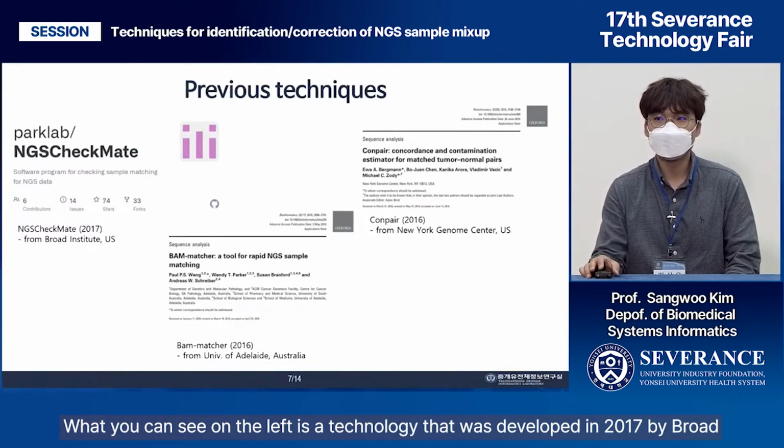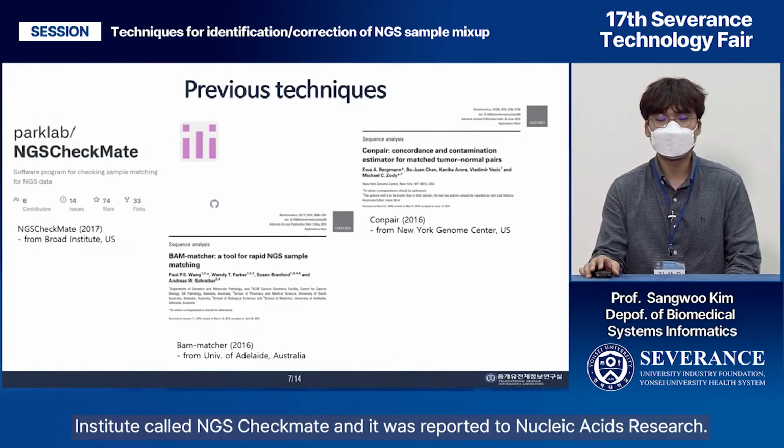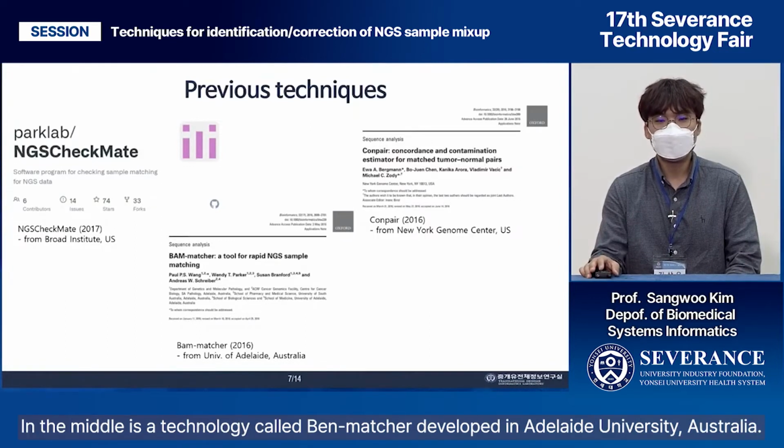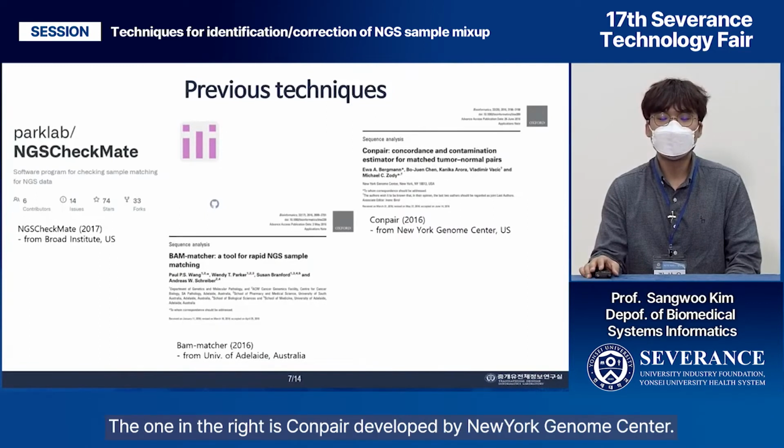What you can see on the left is a technology that was developed in 2017 by the Broad Institute called NGSCheckMate, and it was reported in Nucleic Acids Research. In the middle is a technology called MixUp, developed at Adelaide University, Australia. The one on the right is Compared, developed by the New York Genome Center.